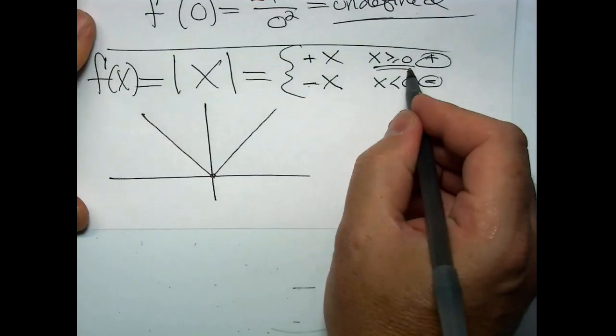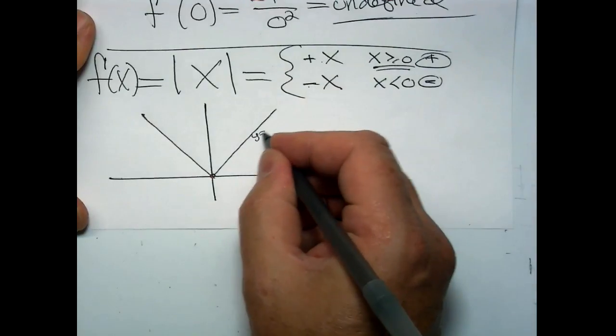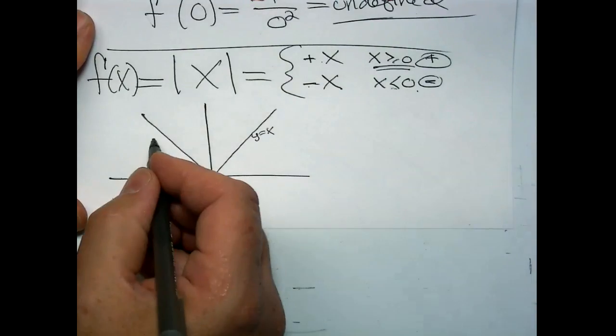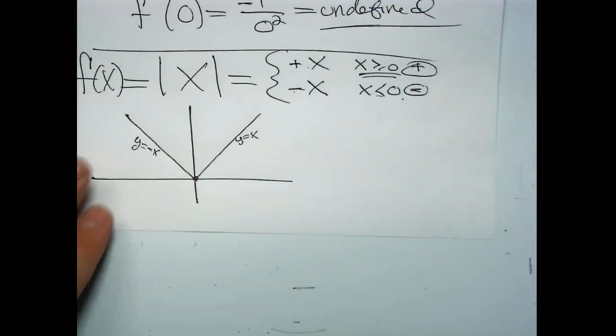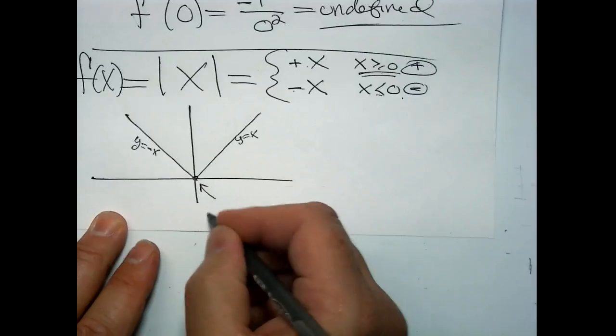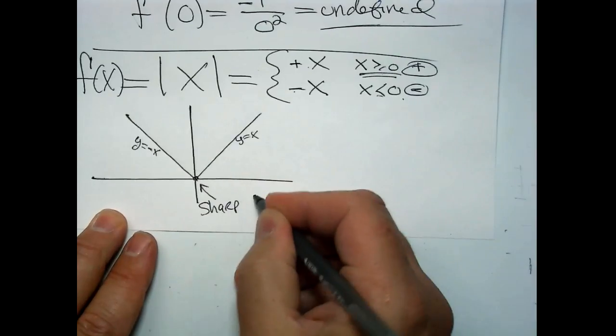Because it says when x is greater than 0, use the line y equals x. When x is less than 0, it says use the line y equals minus x. So that's a sharp corner right there. Very sharp corner.